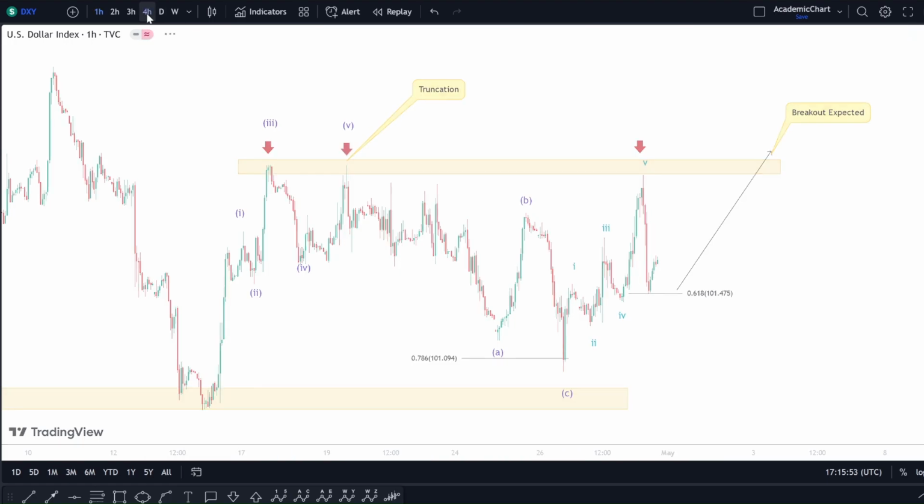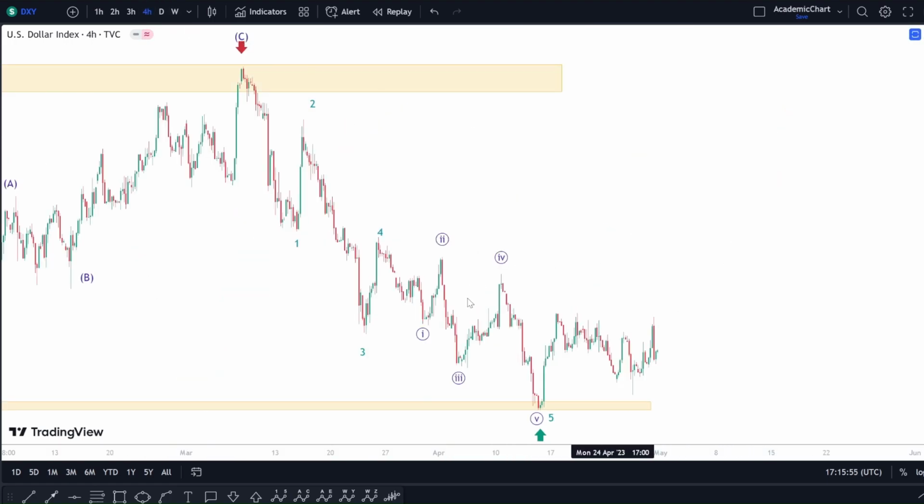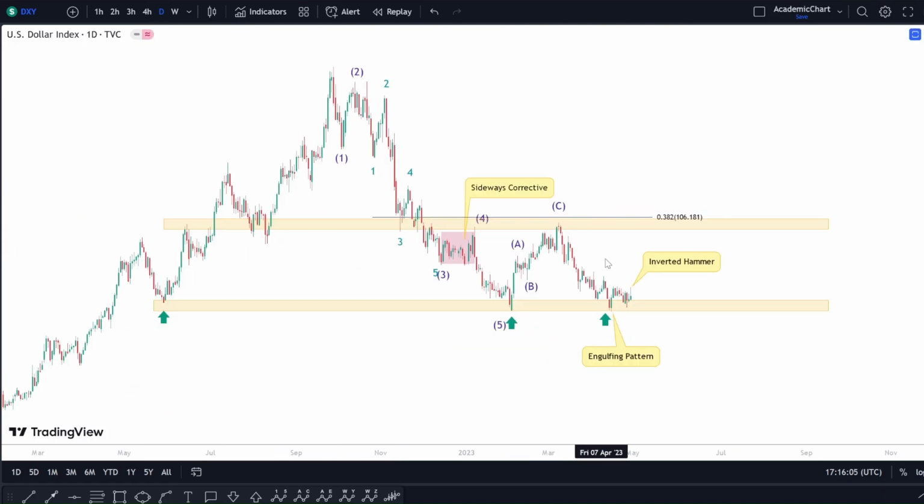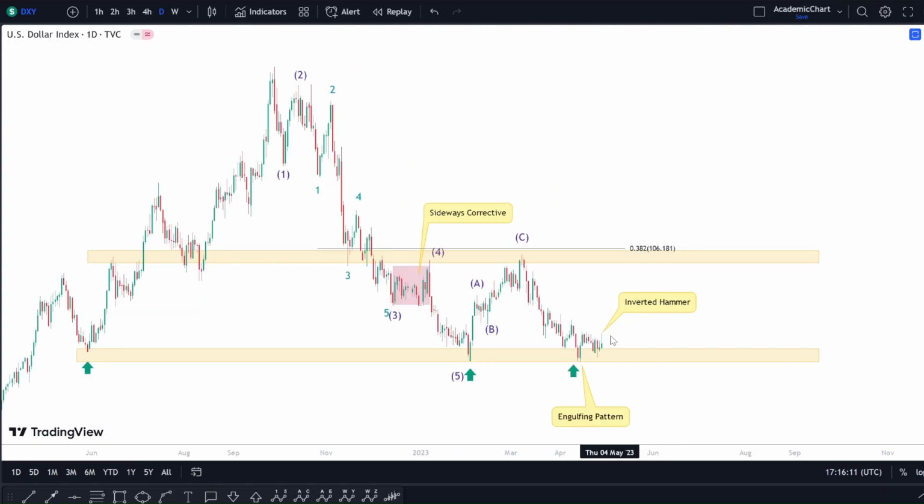On the daily, if you go to the 4 hour, as we discussed, we had these five-wave structures. We are expecting a reversal here. On the daily, after seeing this inverted hammer and engulfing pattern, I'm also expecting a sharp momentum. So moving up to this resistance zone, somewhere in the middle, with a sharp momentum is expected.